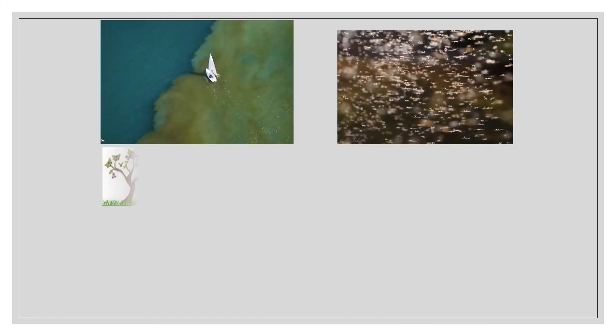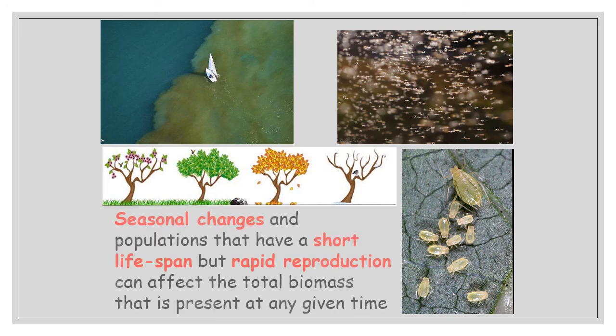Again, nature is not always as simple, because we do get seasonal changes. Populations have short lifespans, and therefore they have this massive bloom, whether it's algae or flies, or, as you see in wintertime, when the trees lose all their leaves, things like that. So the biomass can be massively different from season to season in certain organisms.